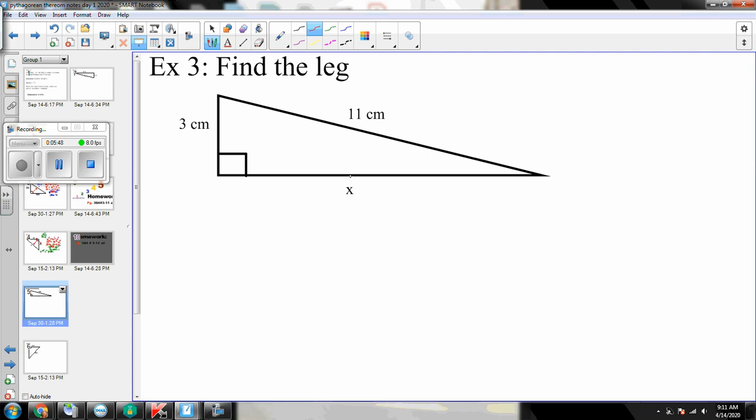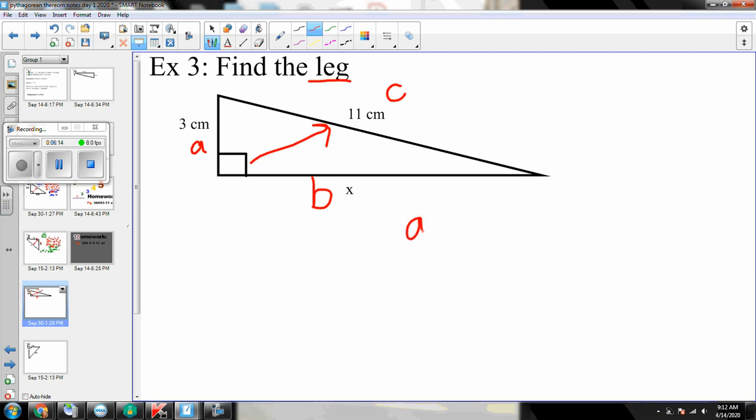All right, number 3. We're trying to find this side of the right triangle. Okay. If I look at this, the two sides that make the right angle are the legs. One is A and one is B. It doesn't matter which one's which. In this problem, C, or the hypotenuse, is 11. So I'm actually finding a leg. I'm finding one of the sides that make the right triangle.